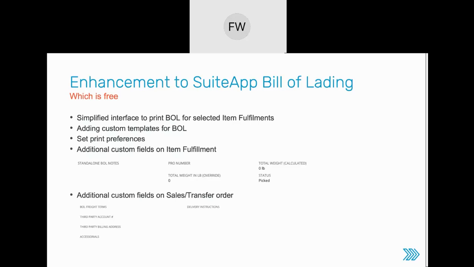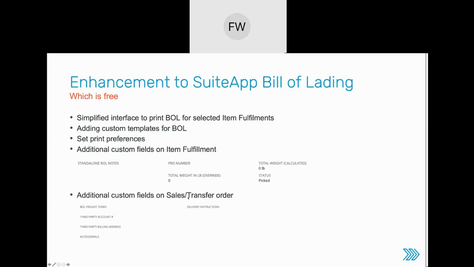But the main change you will see are on the item fulfillment and on the sales order. There are some custom fields shown there, which you can fill in, of course, like standalone BOL notes, the PRO number, total weight. These are all custom fields added to the item fulfillment, which will come back on the bill of lading template. There's a native NetSuite bill of lading template, but you can always alter it.